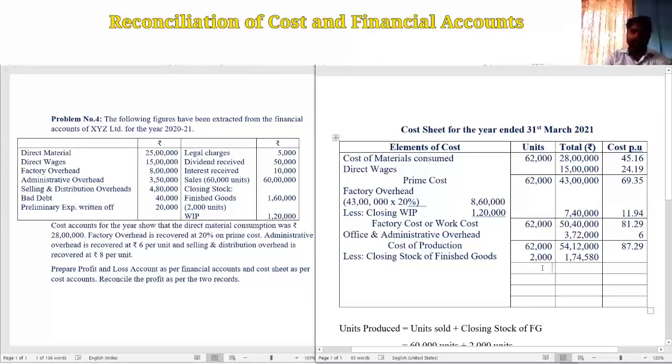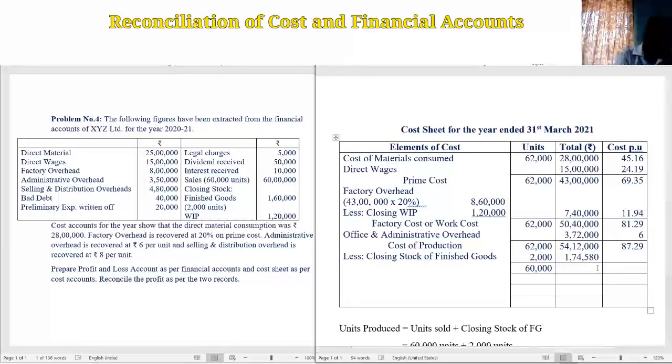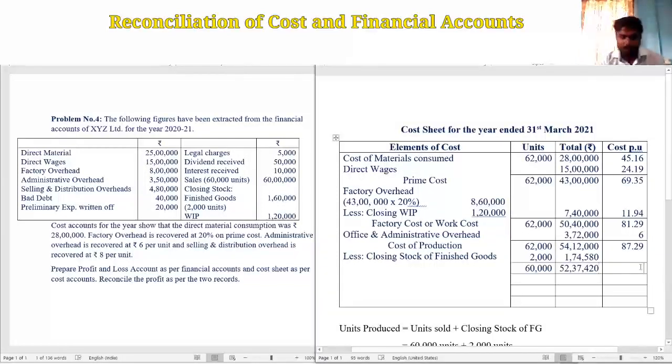Okay, now units produced out of this are ready for sale. Actually this is ready for sale, but all the units are not sold. 2000 units are still there in the stock. Now 60,000. So 54,12,000 minus 1,74,580 is equal to 52,037,420. Is it so? Okay, then what is the cost per unit?